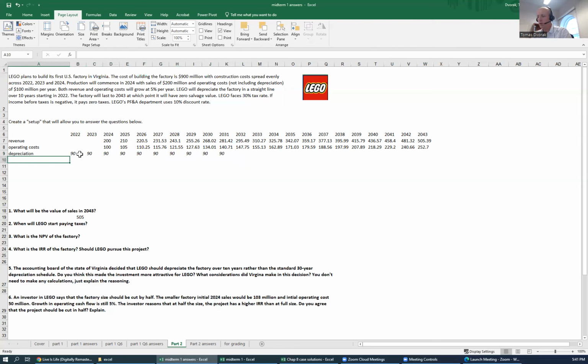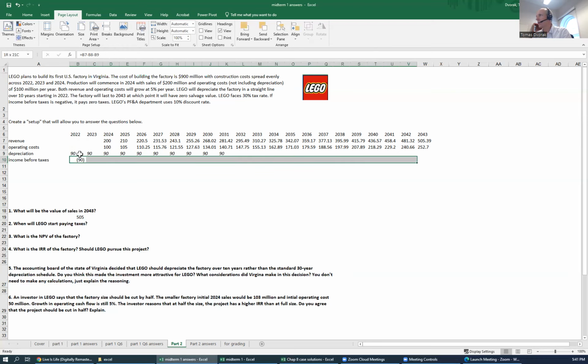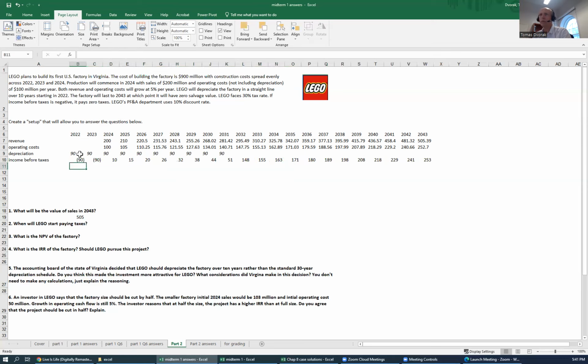Once we're here, we can calculate income for taxes. That's going to be revenue minus operating costs minus depreciation expense. And we can Control write that all the way. We can calculate taxes. Now, taxes are going to be 30% of non-zero income before taxes. We'll need to wrap our function into the max function. It's going to be either 0 or it will be income before taxes times 0.3.